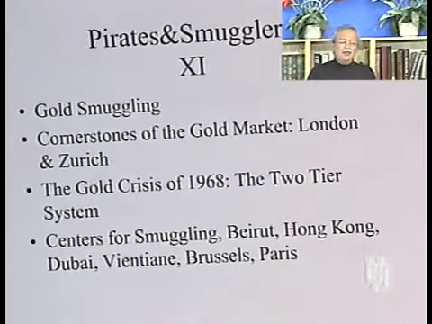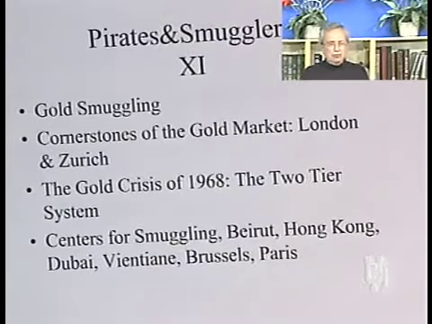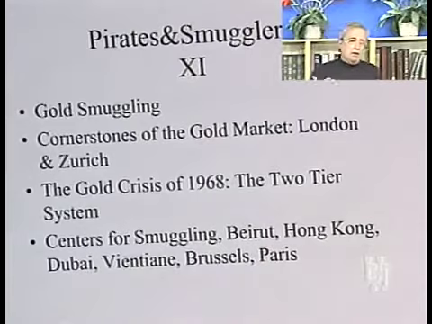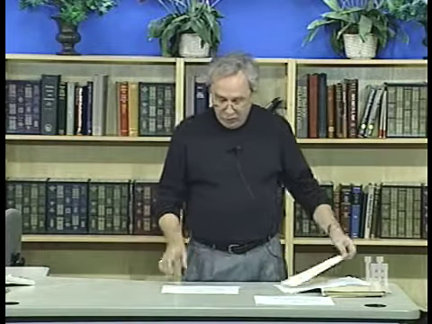Beirut, Hong Kong, Dubai, you haven't heard about. We're going to talk about Dubai a bit. Vientiane, again, another special case. Brussels, Paris, we're going to understand them because they're not free ports, but what are they? They're international airline centers. One of the primary ways of moving smuggled gold was on commercial airlines. Therefore, they're going to be part of these smuggling centers. But Beirut, Hong Kong, they keep coming up in terms of all kinds of smuggling at this time. They have free port aspects to their economies that make that possible.